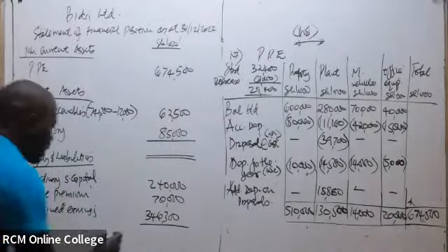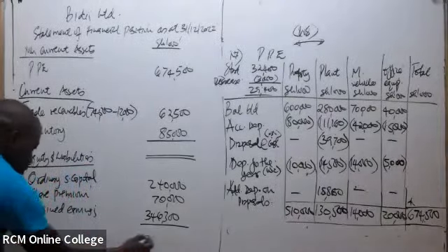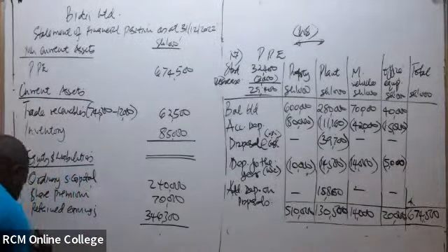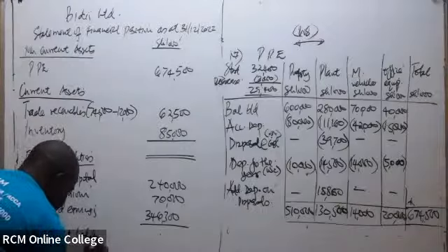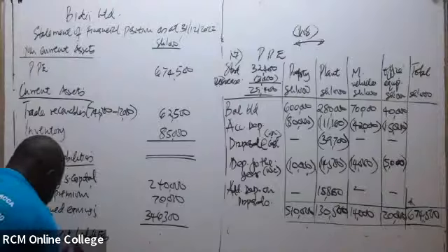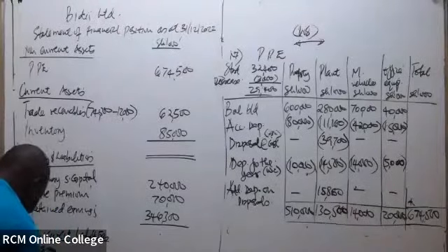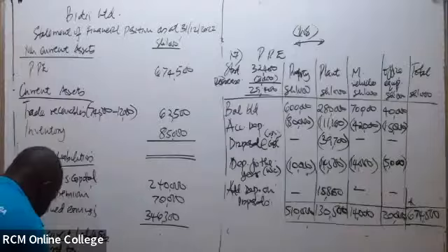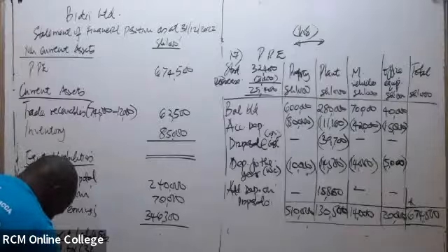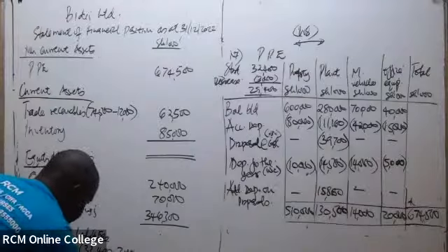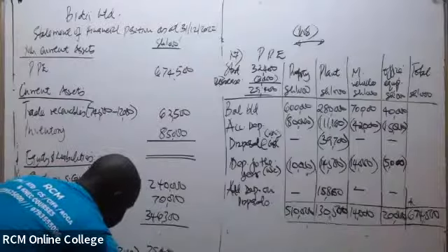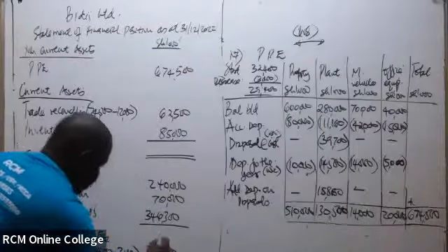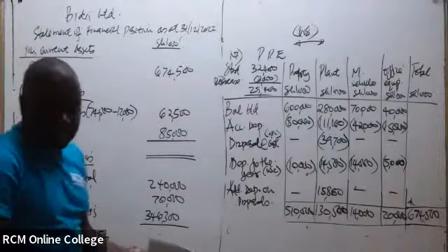So in this case, under the non-current liabilities, we have deferred tax, which will be 32,400 minus 3 million, which ends up being 29,400. So we don't have any other non-current liability.